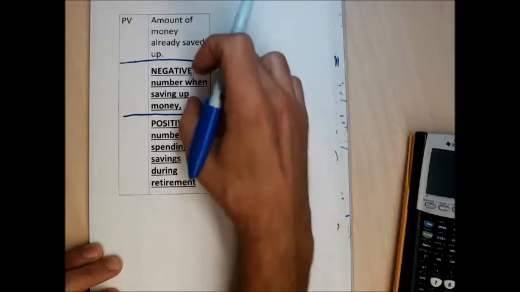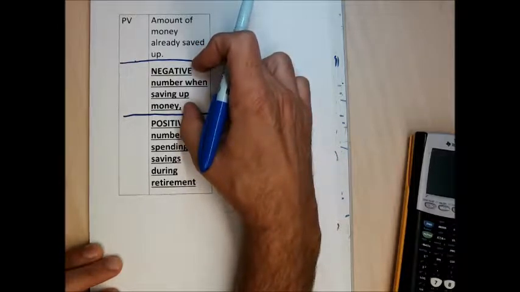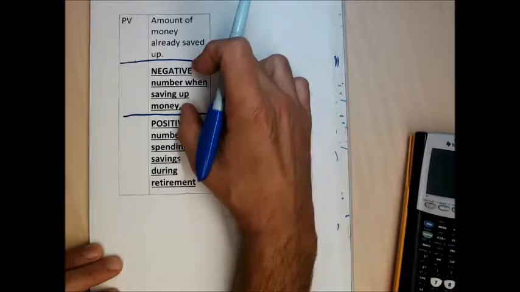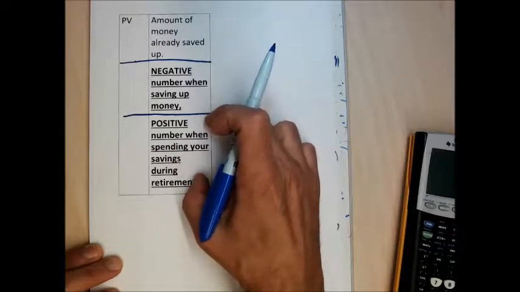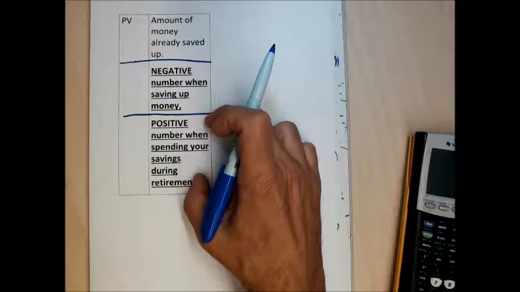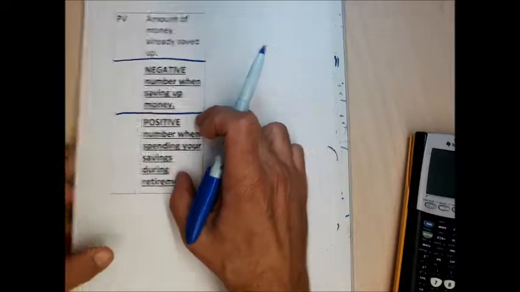So the PV is negative. For most of us, it's going to be negative when we're figuring out our future savings. But once you get into the world of being retired, the PV is going to turn to a positive value when we want to figure out how long your retirement savings might last.